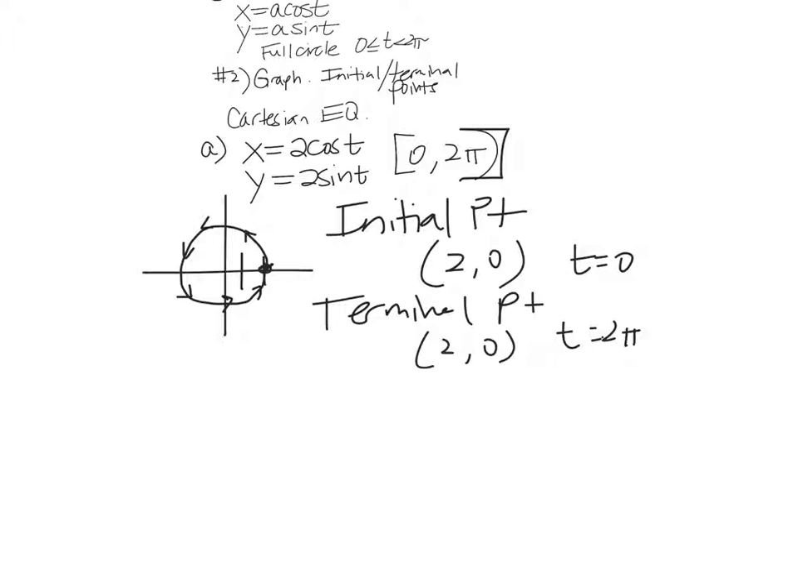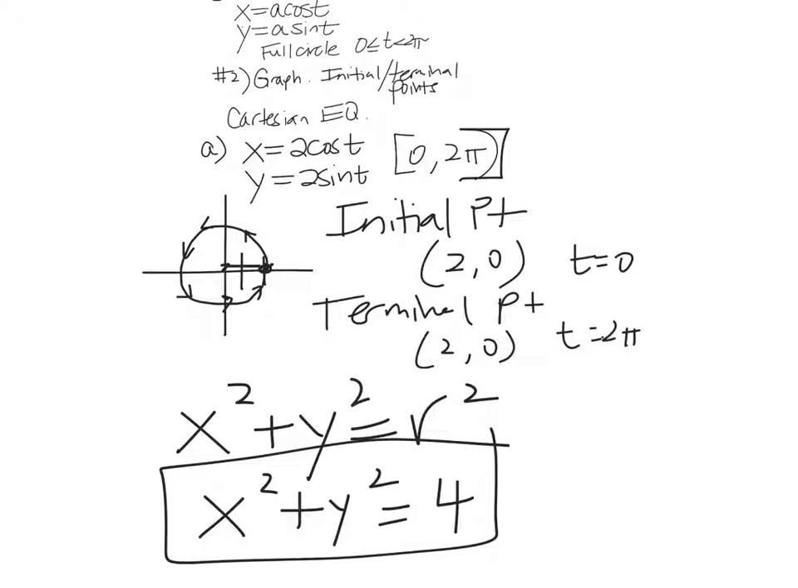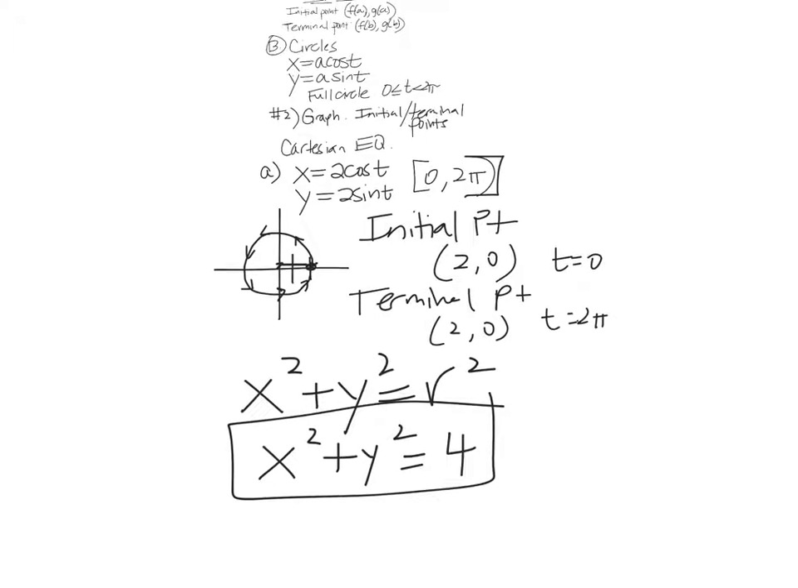I forgot. We have to eliminate the parameter. Now, some of you guys remember the equation of a circle. Do you remember it? X squared plus y squared equals r squared. That's easy, right? No big deal. It's centered at the origin. So this would just be x squared plus y squared equals 4. So yeah, the radius is 2, so 2 squared is 4. That would be to eliminate the parameter, or to write it as a Cartesian equation. That's a Cartesian equation. It has no t in it.